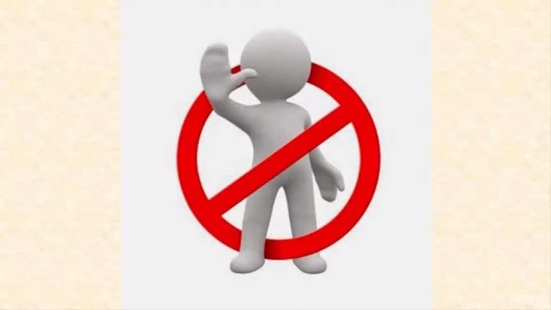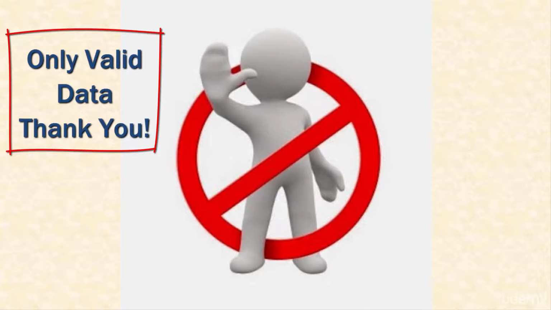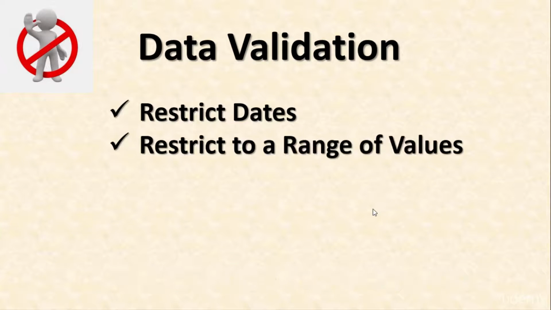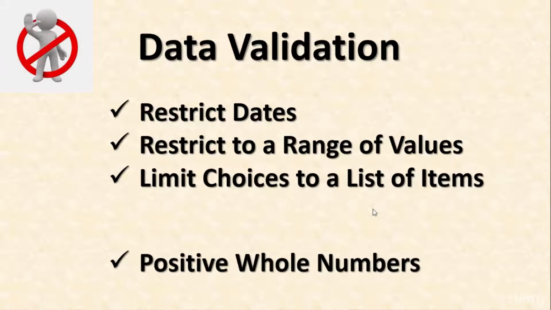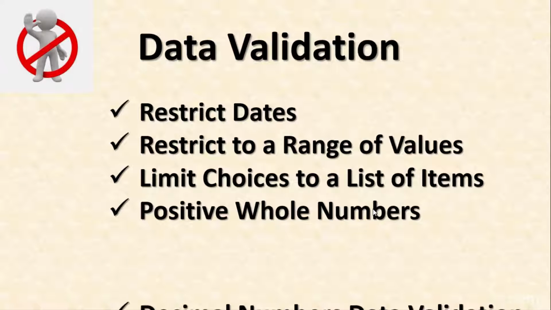As far as possible, you want to ensure that the information entered into your system is as accurate as possible. You use a technique called data validation to control the type of data or the values that users enter when they're putting information into a cell or a range of cells. For example, you may want to restrict data entry to a certain range of dates, limit choices by using a list, or make sure that only positive whole numbers are entered into the cells.